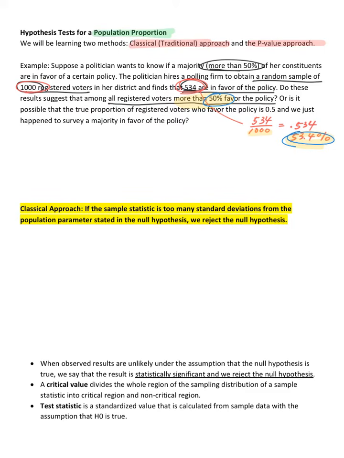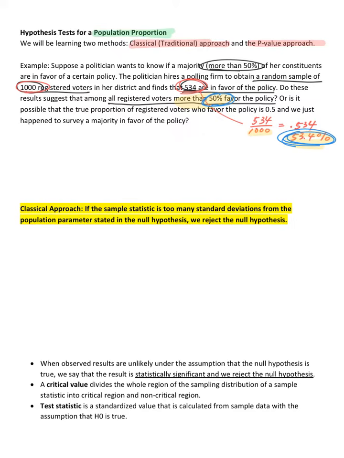If this 53.4% is really different from 50%, then we're going to say, okay, we have enough evidence to say that more than 50% of people favor the policy. And if this turns out to really not be that different, then we might end up saying we cannot conclude that more than 50% of people favor the policy. So that is the whole point of running this hypothesis test.